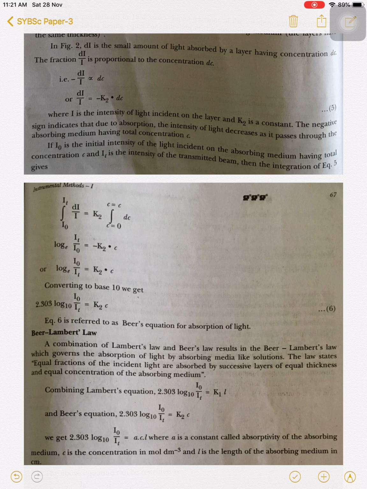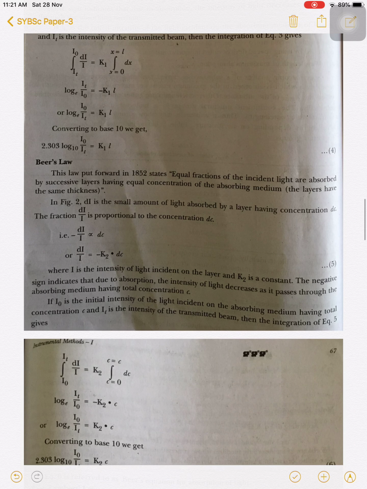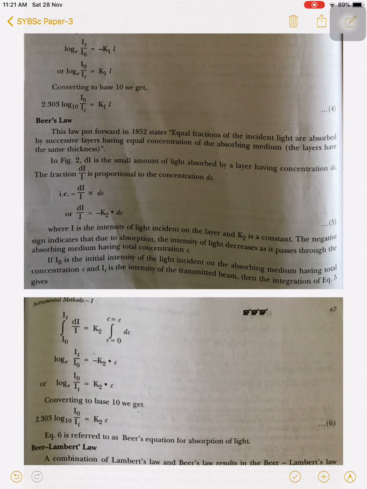If you see equation number 4 and equation number 6, you will realize that the equations are just similar, the only difference being that in Lambert's law there is an L, that is thickness, but in Beer's law there is the term concentration. So 2.303 log to the base 10 I0 by IT is equal to K2 C. This is Beer's equation for absorbing light.